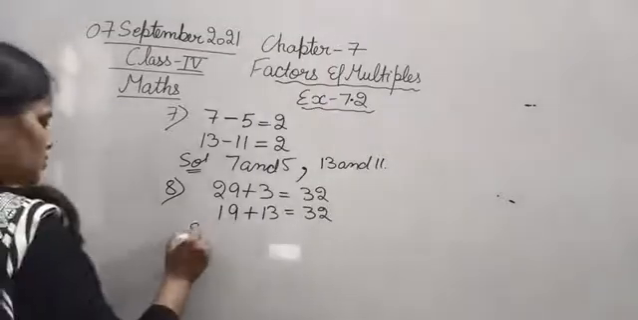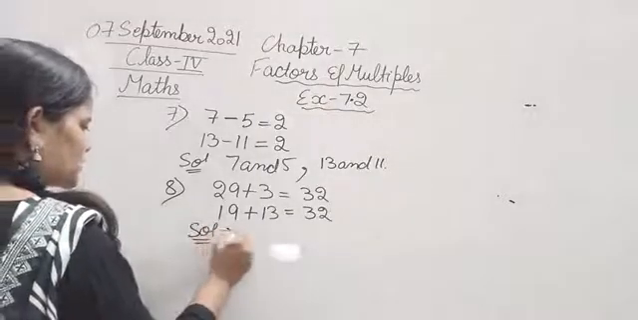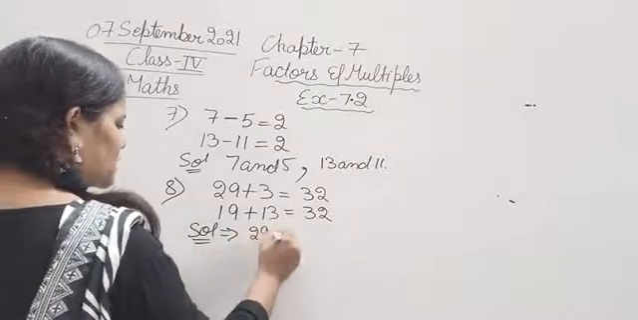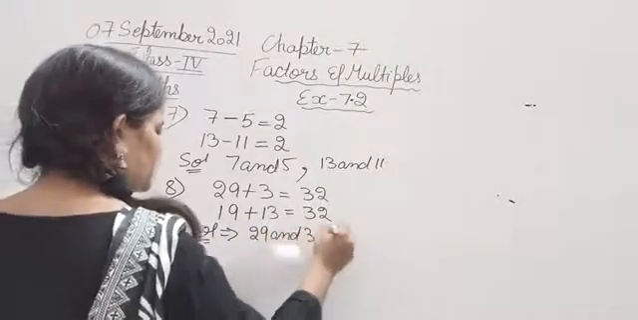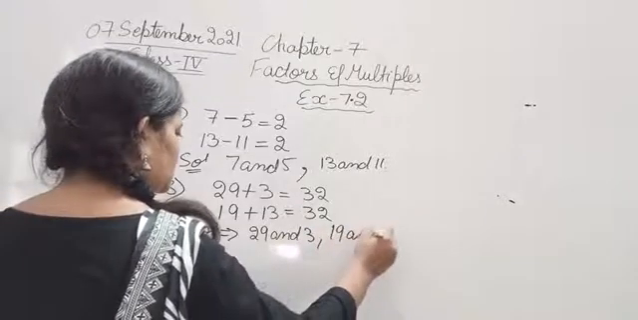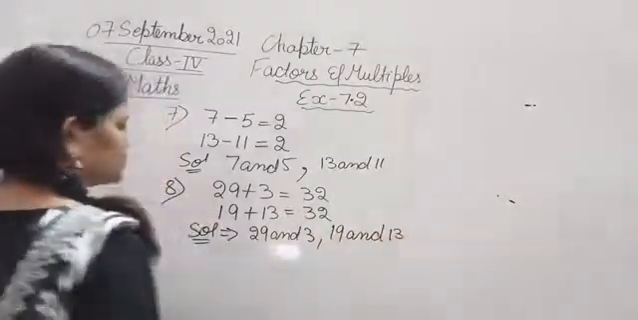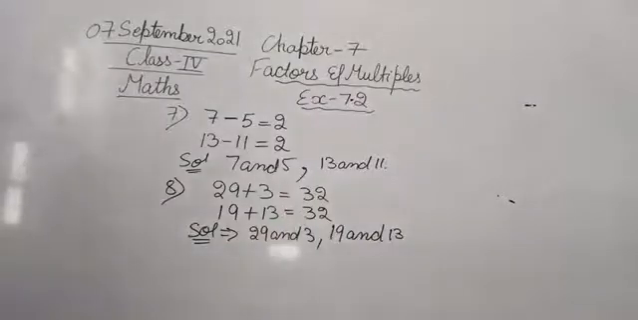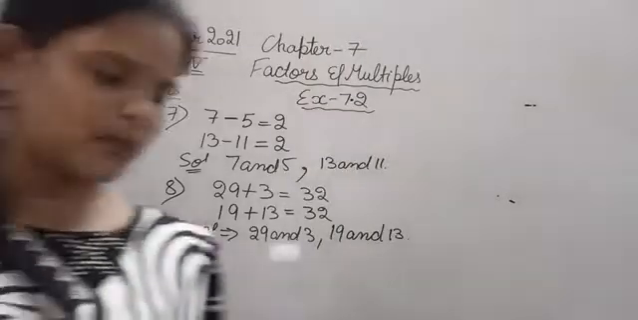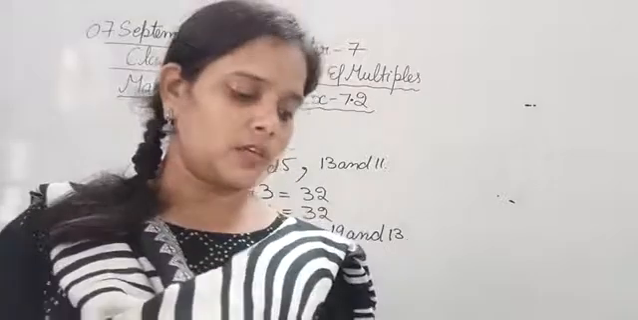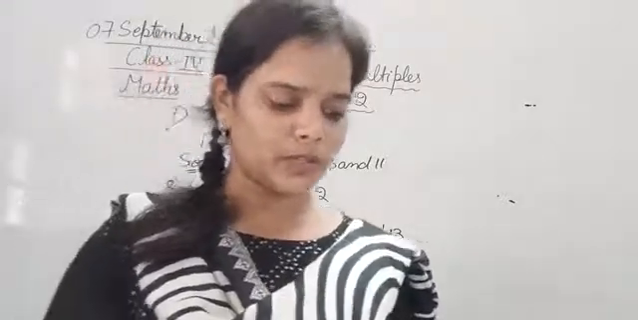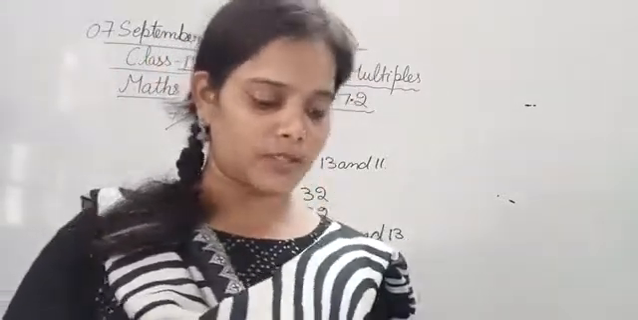I'm just writing the solution here. That is 29 and 3, 19 and 13. So these are the 2 pairs of prime numbers whose sum is 32. Moving next to question number 9. Write the smallest prime number greater than each of the following numbers.